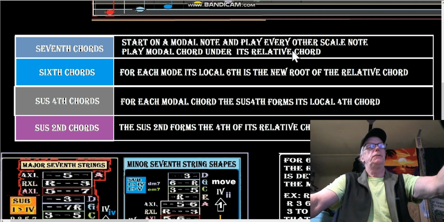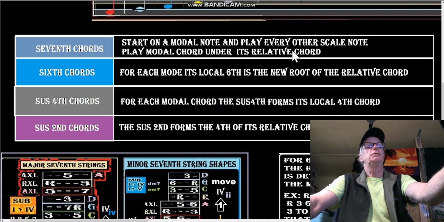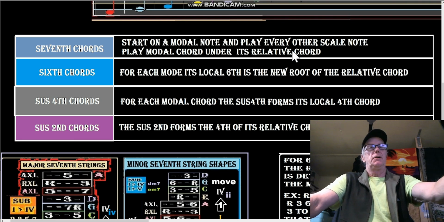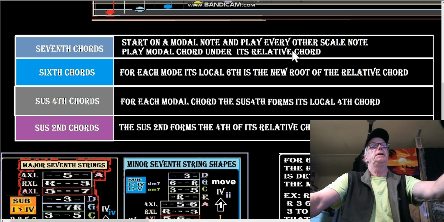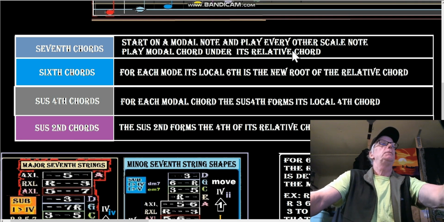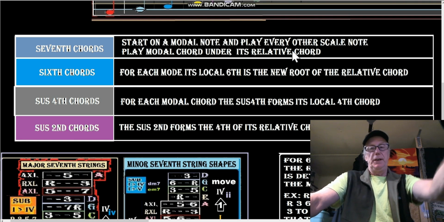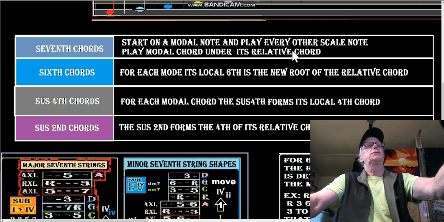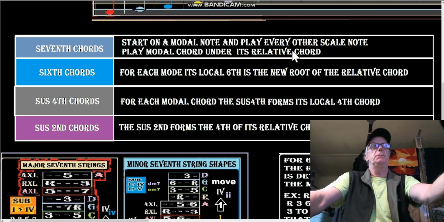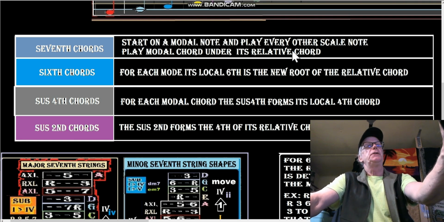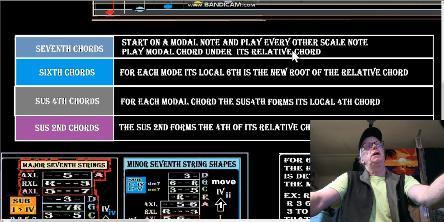The relative under it is B half diminished. E minor is a modal chord, and the relative under it, the way I call it, is C major. So let's do E minor. The relative under it is C major. F major, its relative, of course, is the D minor. G major, its relative, of course, is E minor.